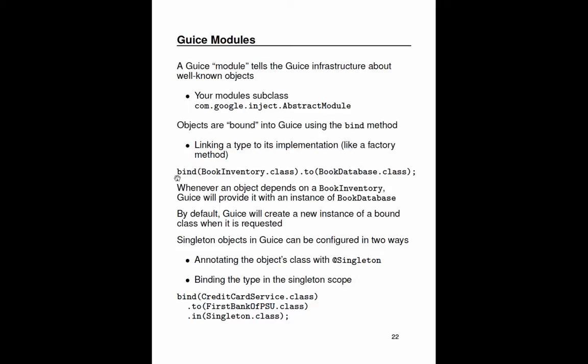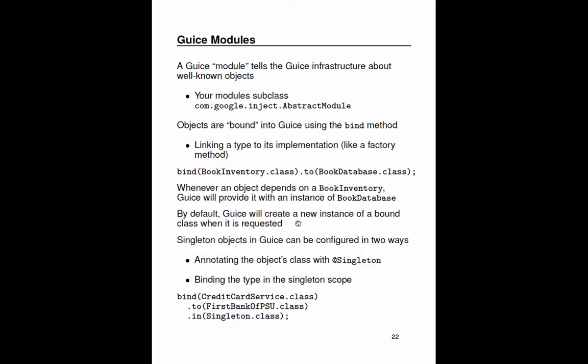Inside my module, I will invoke methods and say, hey, bind the BookInventory class to BookDatabase. So bind the implementation of BookInventory to BookDatabase. And by telling Guice that, when it needs a BookInventory, it's going to use an instance of BookDatabase. It'll create all this stuff through reflection.